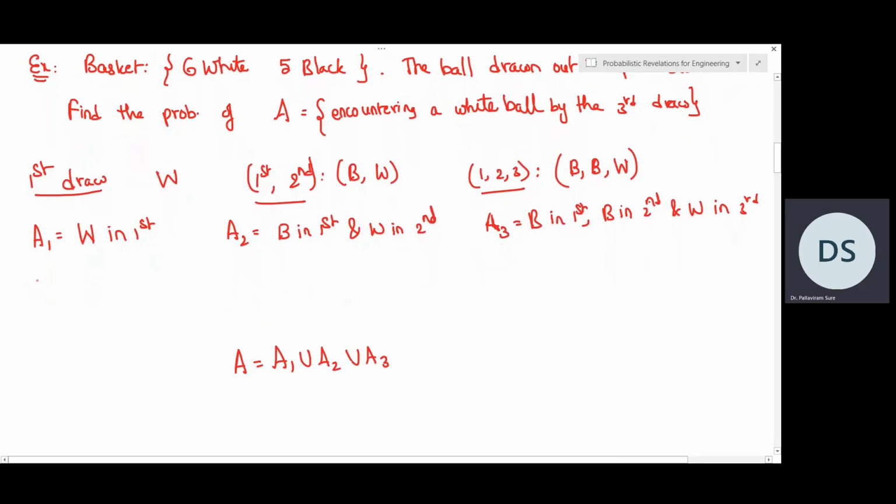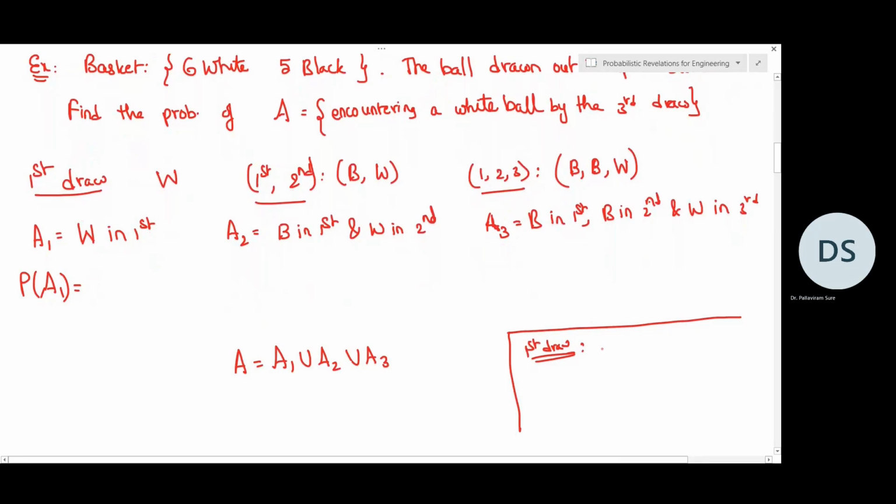Now let us try to find out what is the probability of white in first draw. That means let us try to find out what is the probability of A1. A1 stands for white in the first. Before writing this, let us comment upon what are the probabilities in the first draw. Let us say only one draw we are making, that is the first draw. In the first draw, we are interested in finding what is the probability of white ball being drawn and also what is the probability of black ball being drawn.